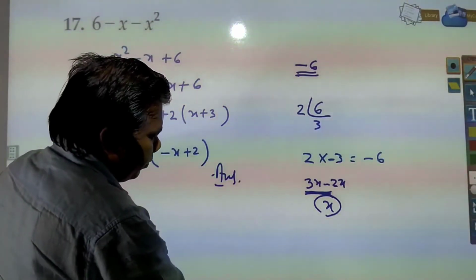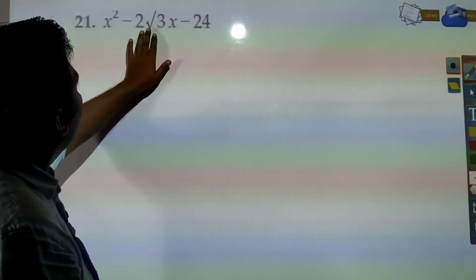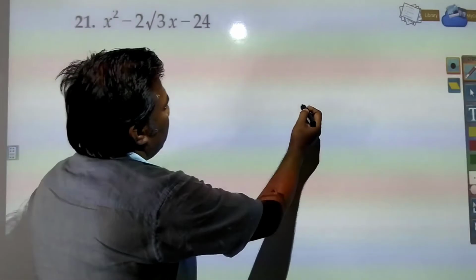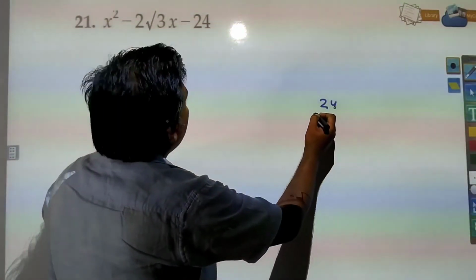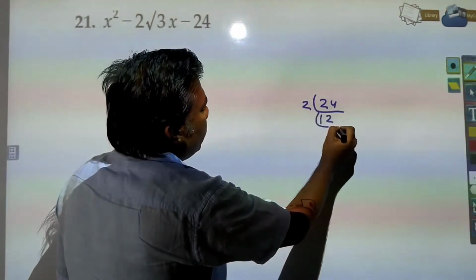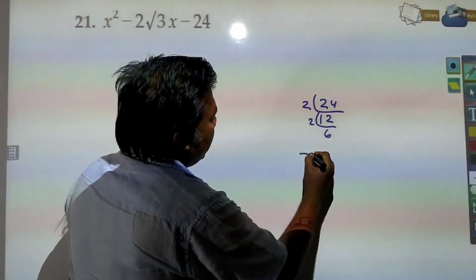Next you see x square minus 2 root 3x minus 24. Similar question is there. 24 you have, so 2 1s are 2, 2 2s are 4, 2 6s are 12. Now again you have minus 2 root 3.